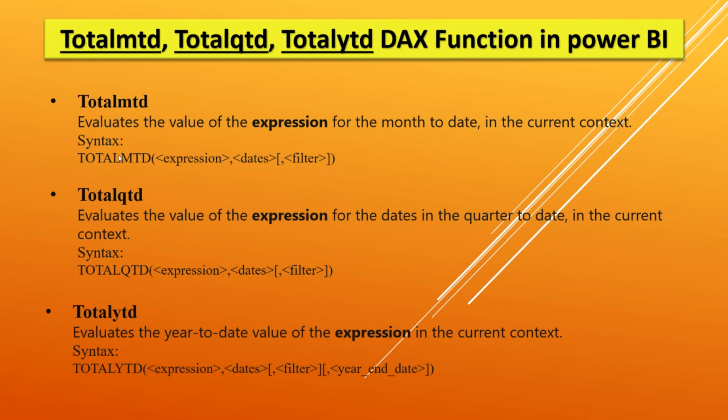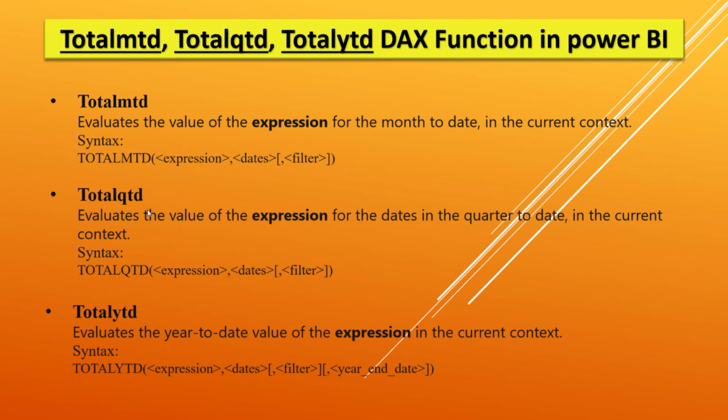TOTALMTD evaluates the value of the expression for the month to date in the current context. Whatever expression we pass in that function, it will calculate the month to date in the current context. If we want, we can give a filter as per our requirement, and it will calculate the month to date value. This is the syntax for TOTALMTD: expression, dates and filter.